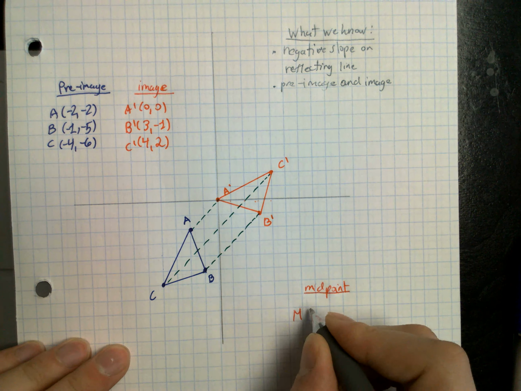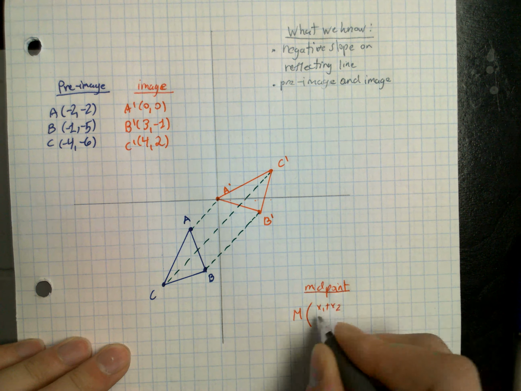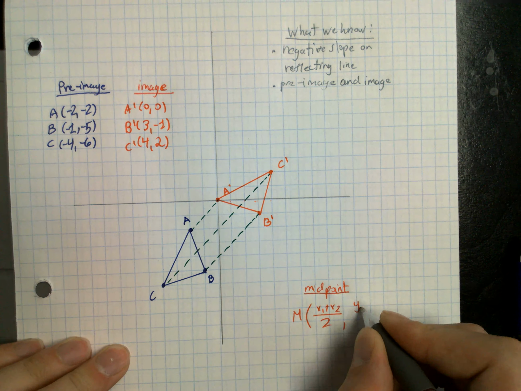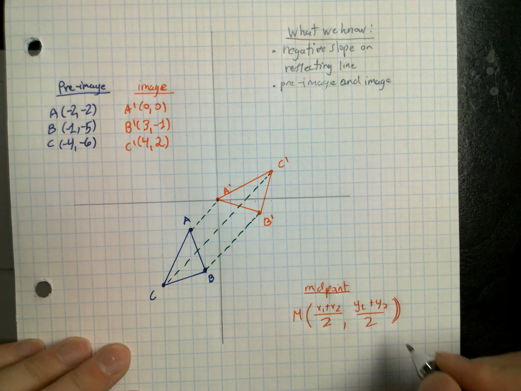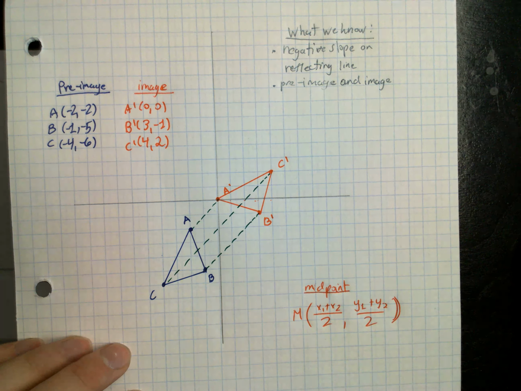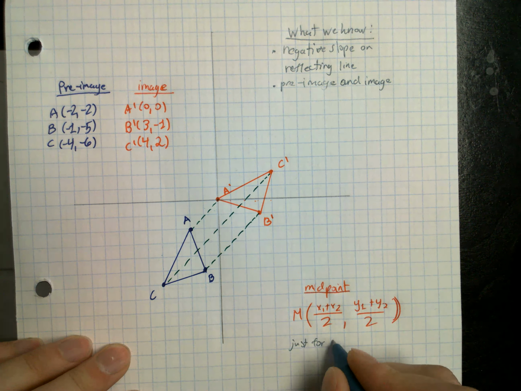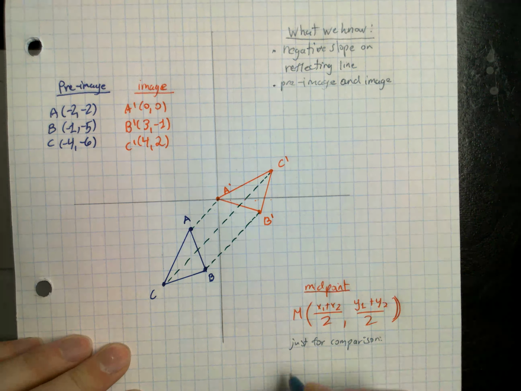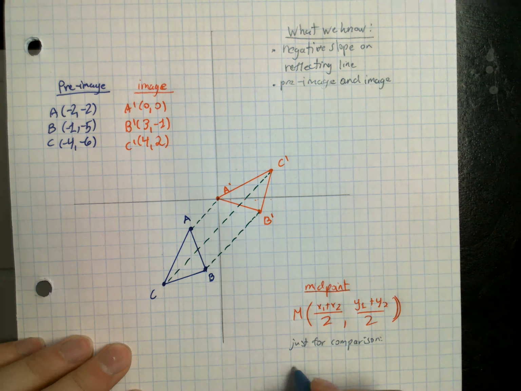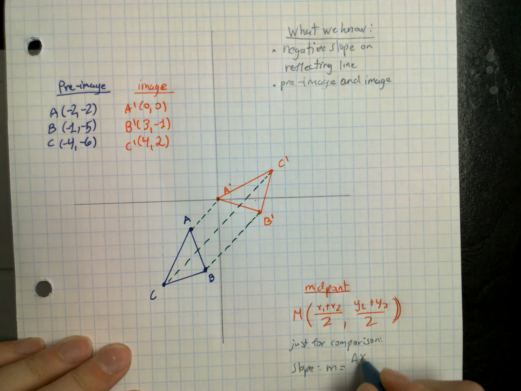So the midpoint is actually x1 plus x2 over 2 and y1 plus y2 over 2. Again, just for comparison, the equation for slope is m equals the change in y over the change in x. Whoops, I messed that up. Y over x.